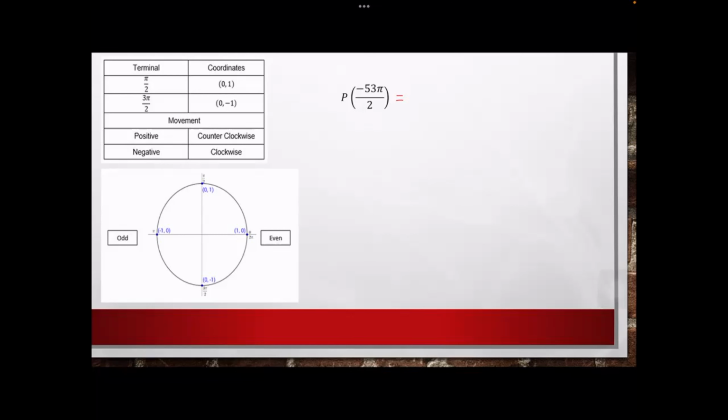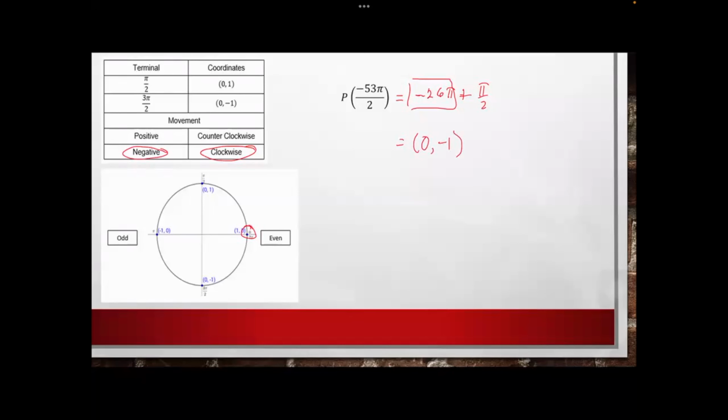I would like to answer. I guess Asher. 0 and negative 1 po. Before we get to 0 and negative 1, what is negative 53 divided by 2? Negative 26.5 po. Negative 26 pi plus pi over 2. Okay. So, negative 26 is even. Tapos siya ay negative. So, siya ay clockwise. So, magkakaroon ka dito ng 0 and negative 1.